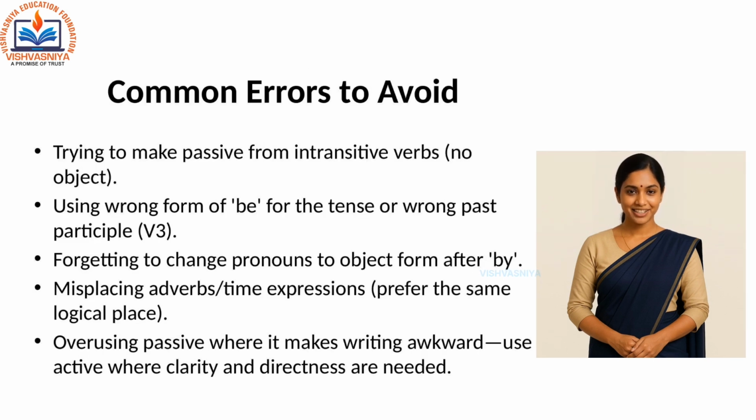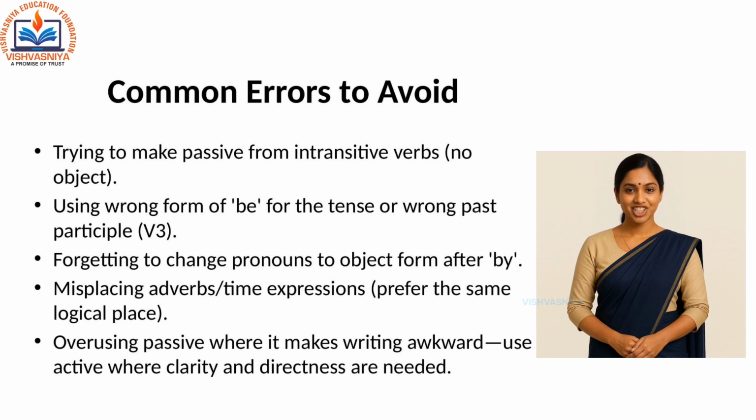Before we end this chapter, let's talk about some common errors to avoid when changing active voice to passive voice. First, many students try to make passive sentences from intransitive verbs like sleep, go, die, arrive. That's a mistake because these verbs don't have an object, and without an object, a normal passive is impossible. Second, sometimes students use the wrong form of be for the tense, or they forget the correct past participle form, that is V3. For example, writing is wrote instead of is written.